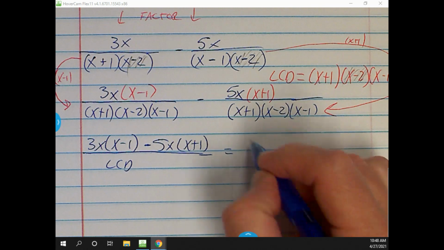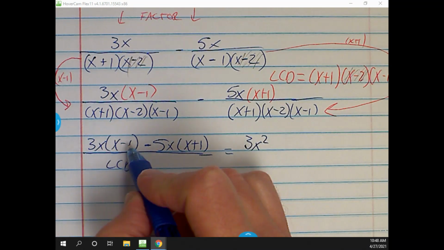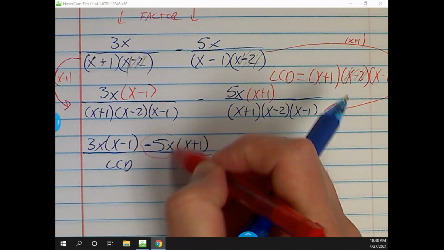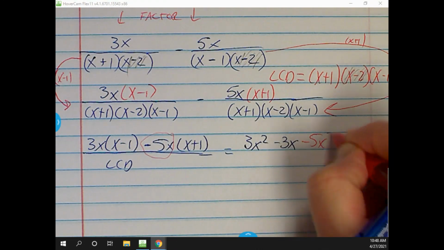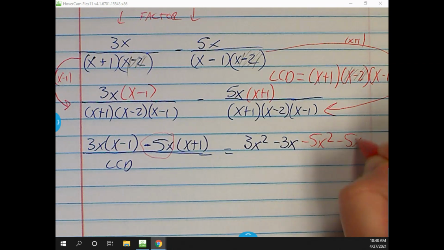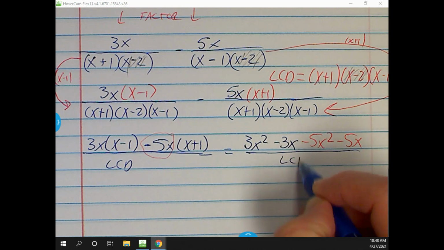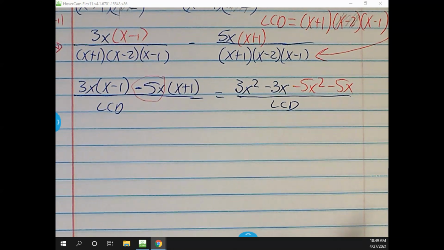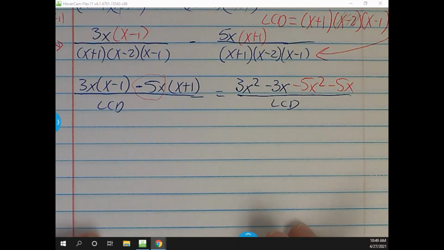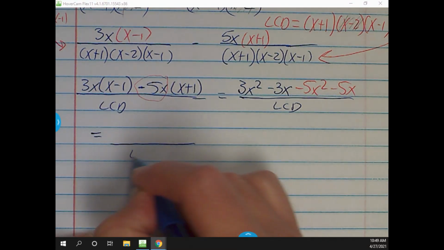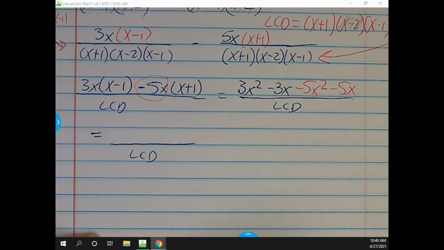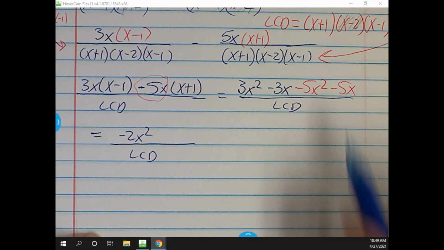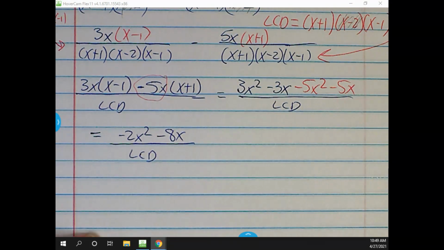So we've got to do 3x times x to get 3x squared. We've got to do 3x times negative 1 to make it negative 3x. And here's where you've got to be just a little bit careful, because it's negative 5x times x, which would be negative 5x squared. And then negative 5x times 1, which would be a negative 5x. Still over the LCD. Again, we still don't care what the bottom is because we're working on the top. Now on the top we're combining like terms. It's 3x squared minus 5x squared, that's negative 2x squared. Negative 3x minus 5x would be negative 8x.